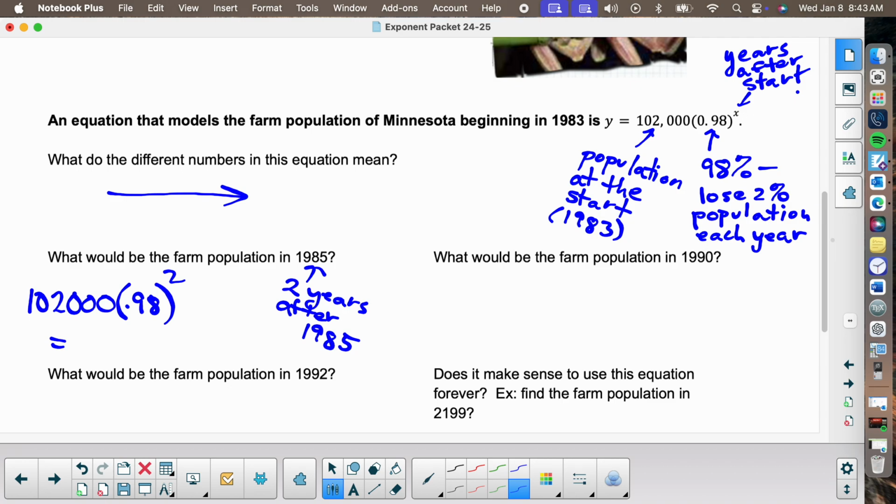What number would I put in place of X for 1990 then? 2, okay? We put 2 when it was 1985. How many years after 1983 is 1990? It's 5 more than this one. I think you read 1985 in your head. This would be 7 years after 1983.